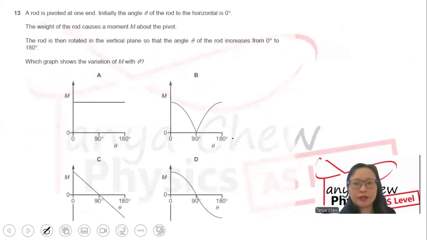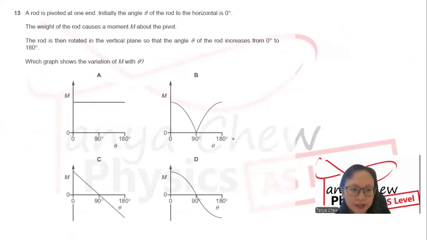Now, question number 13. A rod is pivoted at one end. Initially, the angle theta of the rod to the horizontal is 0 degrees. The weight of the rod causes a moment M about the pivot. The rod is then rotated in the vertical plane so that the angle theta of the rod increases from 0 degrees to 180 degrees. Which graph shows the variation of M with theta?